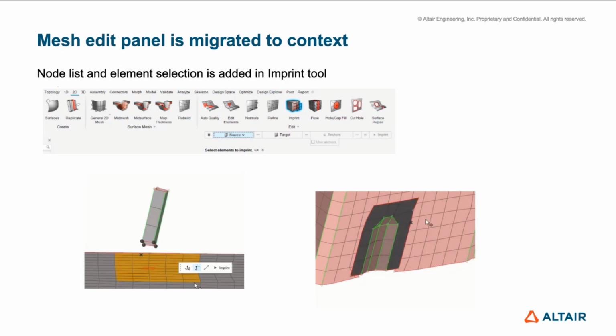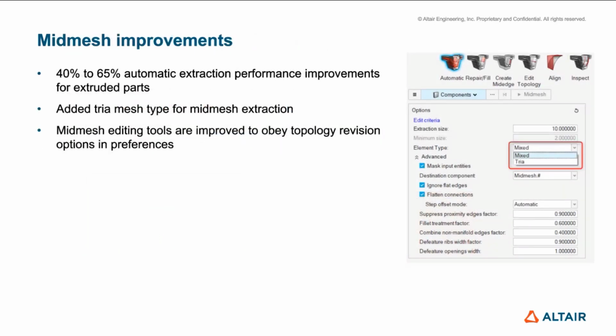Okay, so going further, there are some enhancements that we have done with respect to the mid-mesh tool. We have improved the performance for mid-mesh extraction, especially for rail models and extruded models, which are larger in dimension compared to their cross section. There has been extensive work on improving the performance, nearly 40 to 65% improvement that you can see on those models.